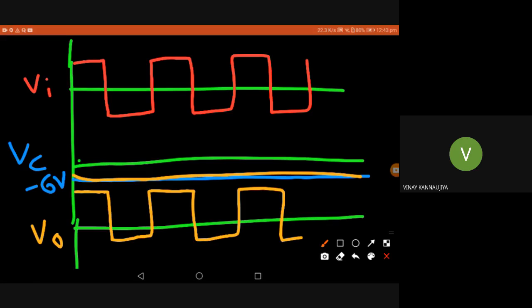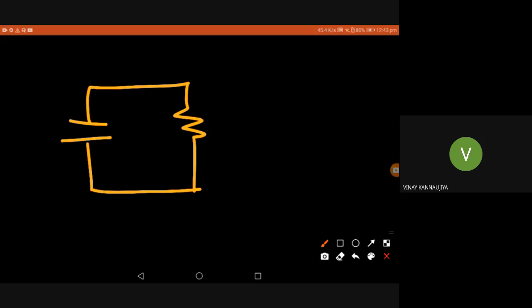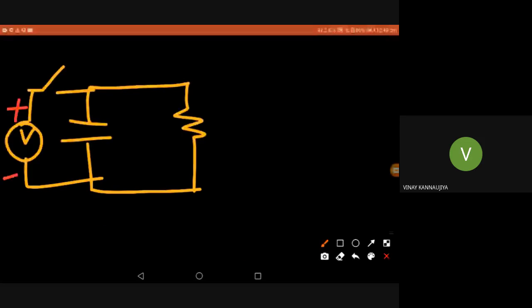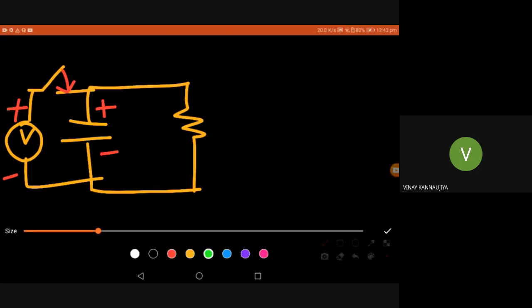Okay. So usually, in any RC circuit, I have a capacitor, and I charge the capacitor using some voltage V, plus minus. When I switch on, what happens? The capacitor gets charged immediately because there's no resistance in the circuit. Immediately my capacitor is charging because it is parallel to V. So it is charged to some voltage V.